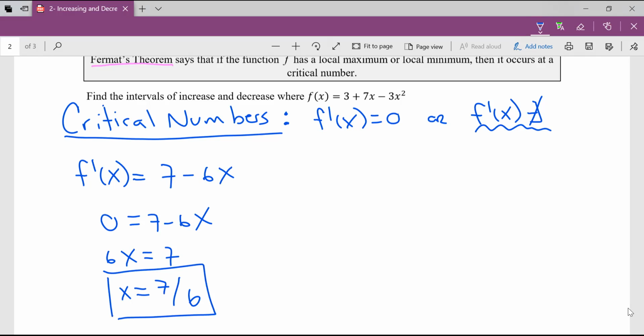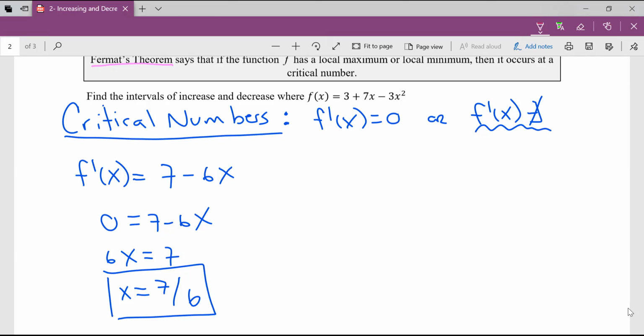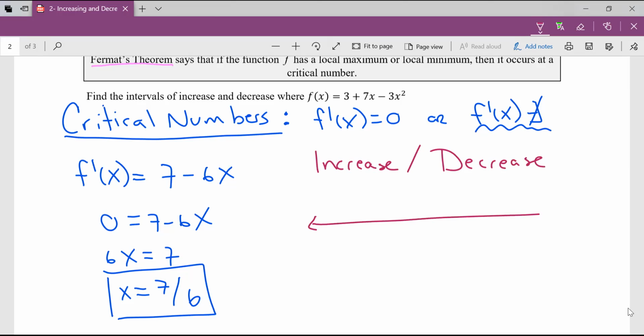How does that help us? Well, to find the intervals of increase and decrease, I'm just going to make a number line. And I'm going to put my critical number right there because I know something's happening at 7/6. That's where my derivative is equal to 0, which means my function's neither increasing nor decreasing at that moment. So I'm potentially going to have a max or a min there.